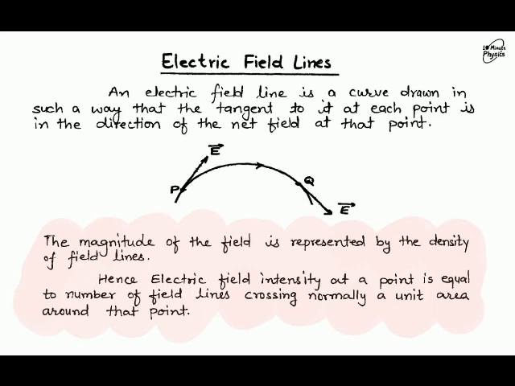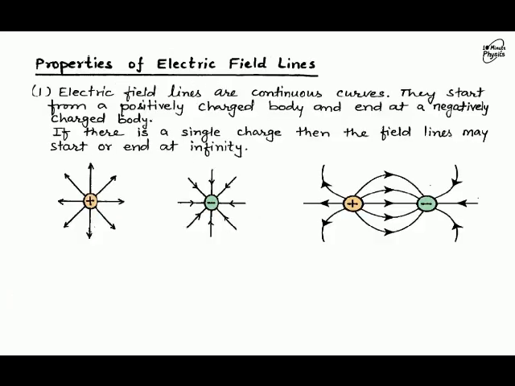Now let us study the properties of electric field lines. What are the properties of electric field lines? The first property of electric field lines: electric field lines are continuous curves. As I have already told you, electric field lines are continuous curves, but they are not closed. Make it clear: they are curves, but they are not closed curves. They are continuous curves, right?